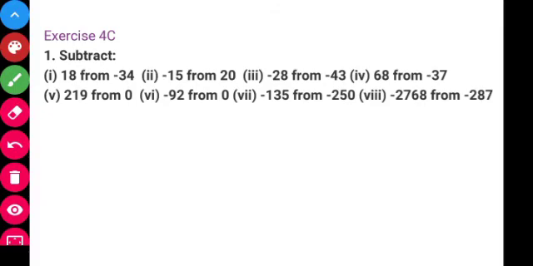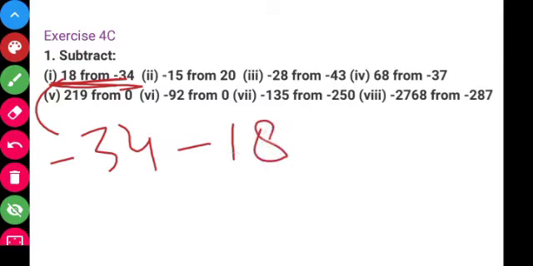Now come to the next question. Now Exercise 4C, question number 1 is given. Subtract 18 from minus 34. So we have to write minus 34 minus 18. It is asked 18 from minus 34, so we have to subtract from minus 34. Okay. So minus 34 minus 18.